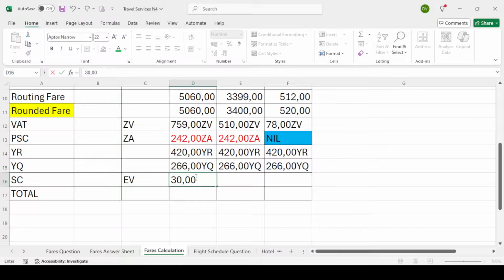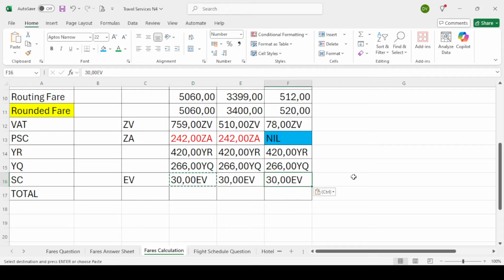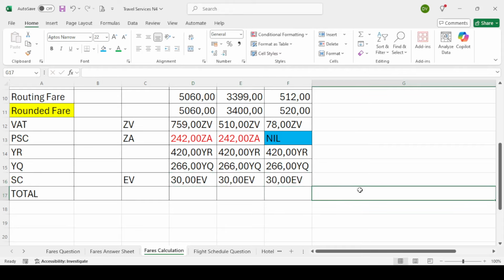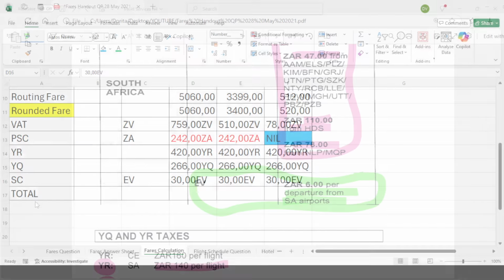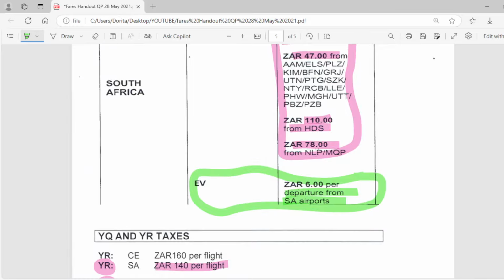And you have to show your code. The code for the SC charge is EV. And everybody pays it, the adult, the child, and the infant. So this is your SC charge, R6 per departure city. 6 times 5 is 30, and that's why you charge the R30, and you put your code in EV. So on your fares calculation, just want to show you that it does show you the codes. So look, here is the code for the SC charge, EV.